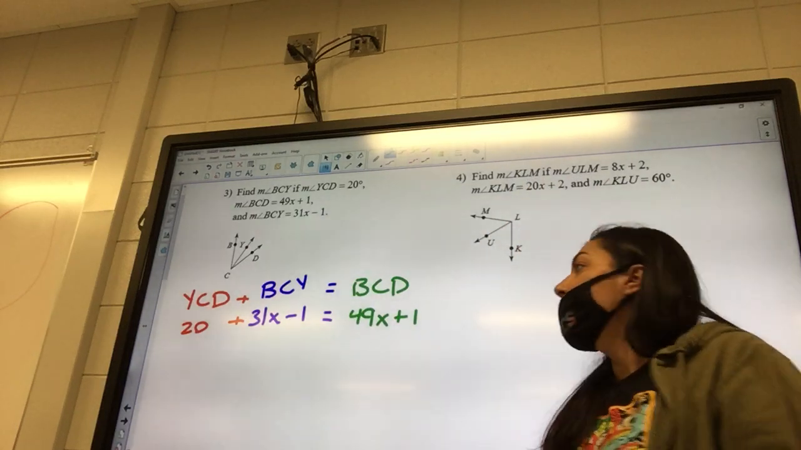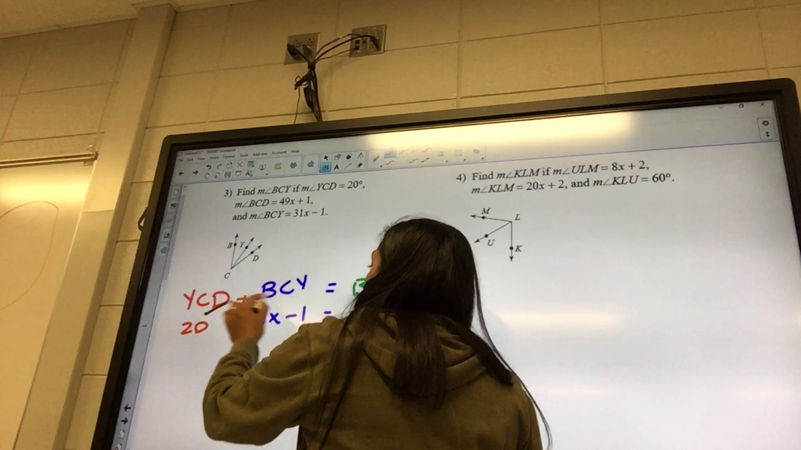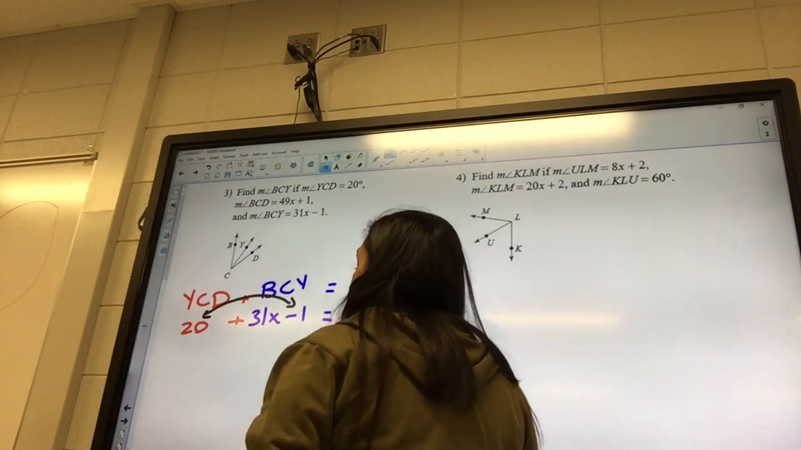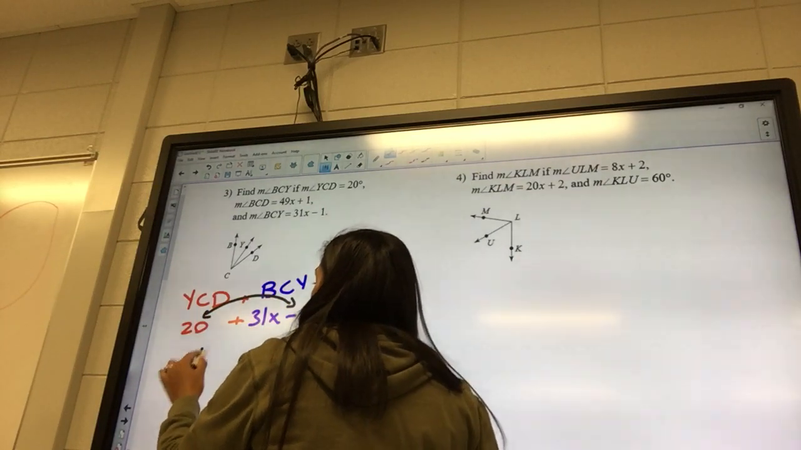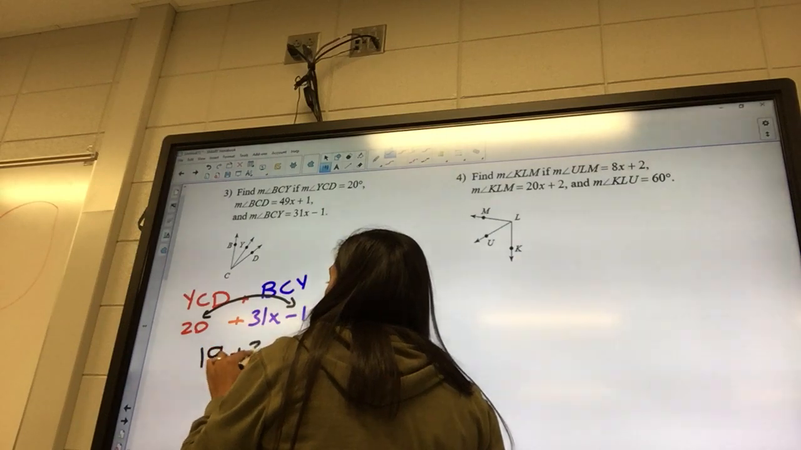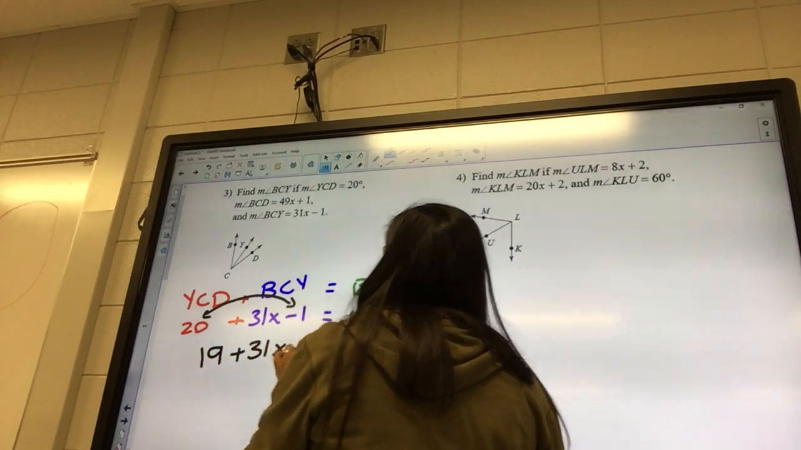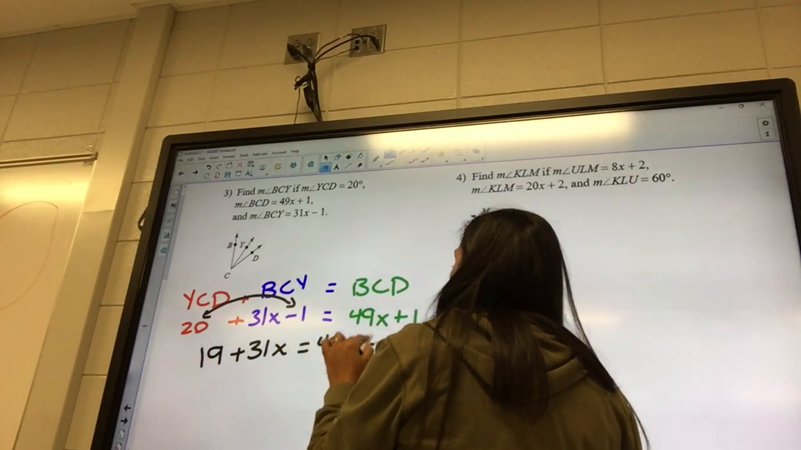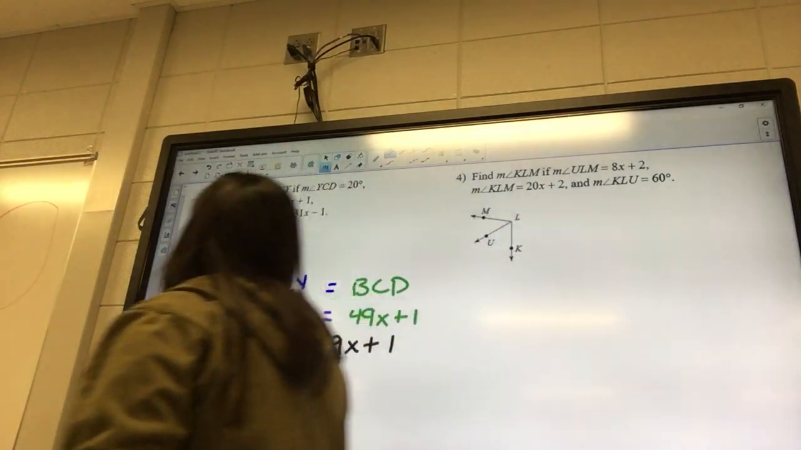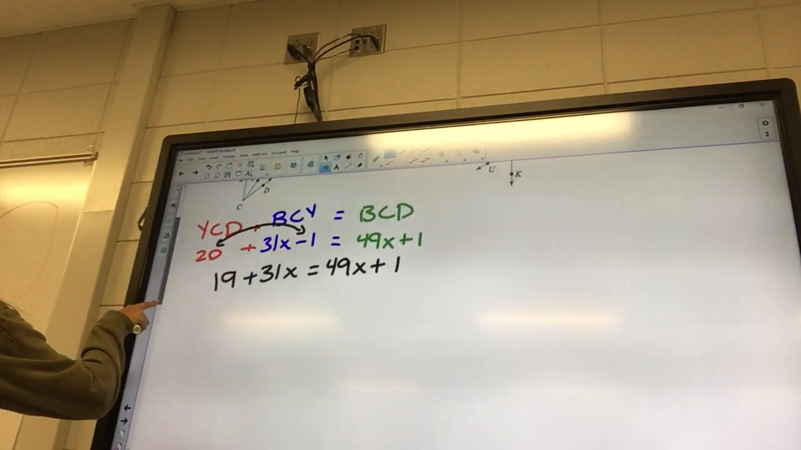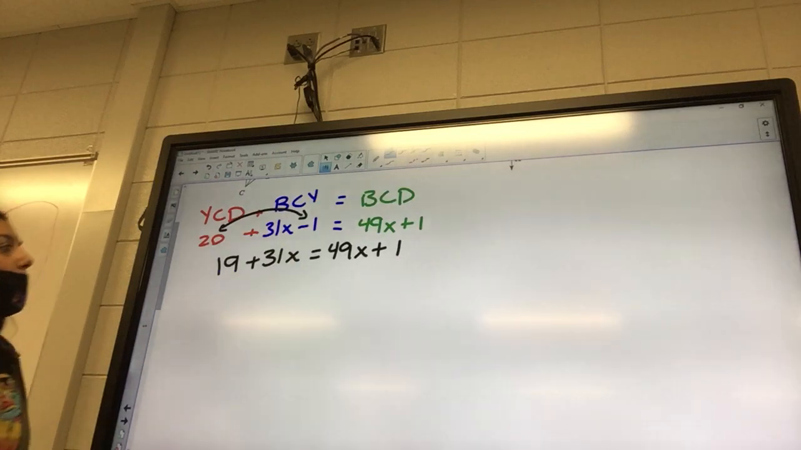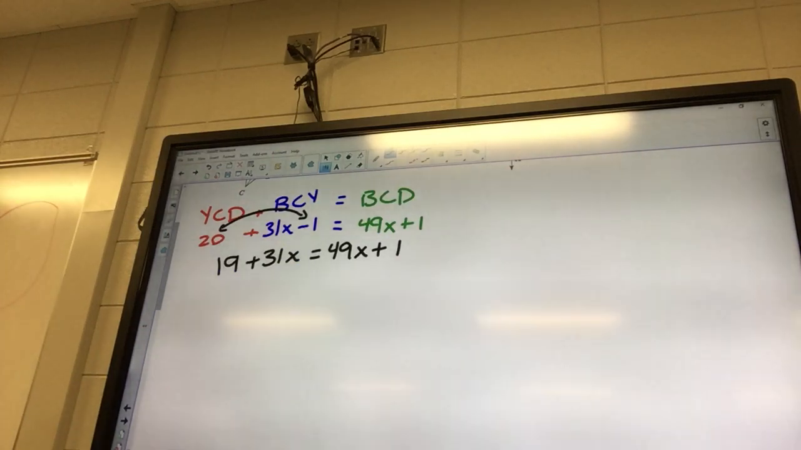The 20 and the 1 because they're regular numbers. So 20 minus 1 is going to be a 19. And then I got 31x equals 49x plus 1. We can't combine the x's yet. Our next step is, where do letters go? Letters to the left, and numbers to the right.